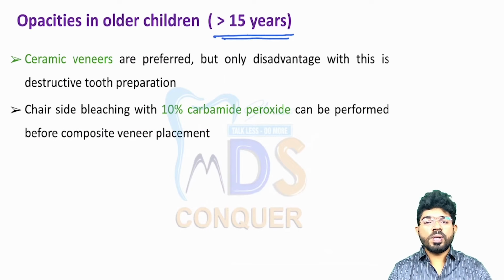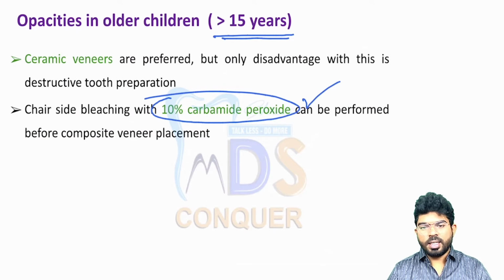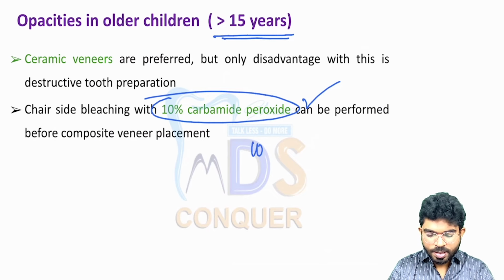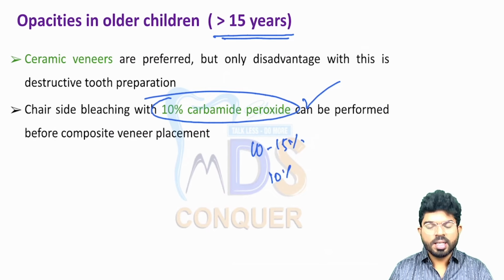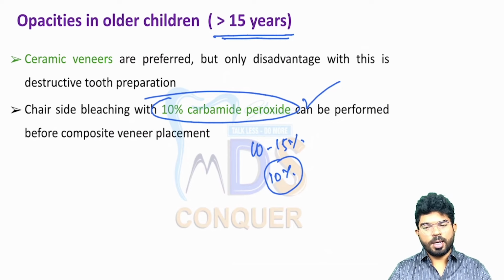The next one, opacities in patients more than 15 years. In these individuals, you can try the bleaching technique, 10 to 15% is the range. Ten percent is the best answer. That is, 10% carbamide peroxide can be used as a bleaching step before you start your composite veneers or anything else. So these are the important aspects about the treatments.